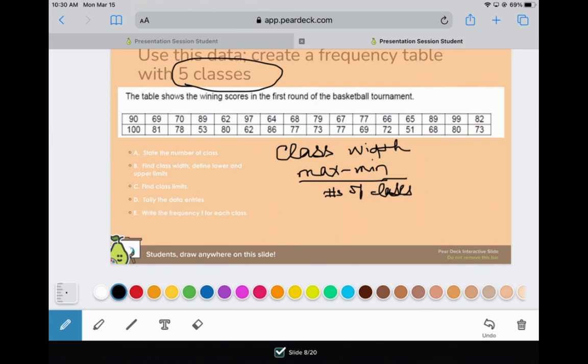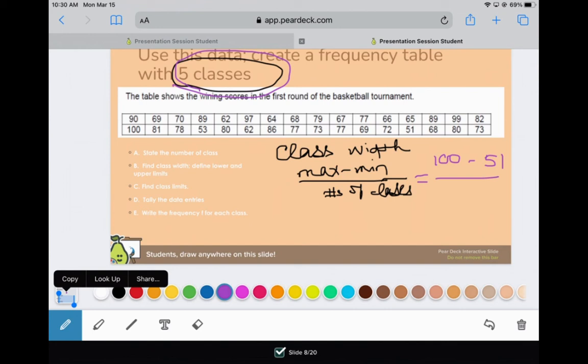It's good. For those who responded, I'm going to copy down what I see so far. I see we figured the highest, which is 100 minus 51. And then I saw that about half of you stop and you're not sure what to divide. So think about it, it's given to you in the instruction. It tells you, I want 5 classes. So you should divide by 5.